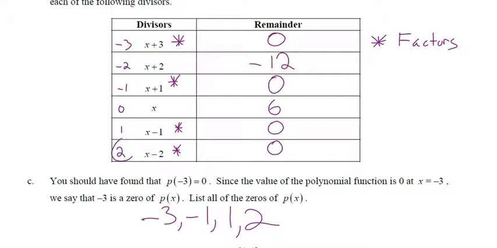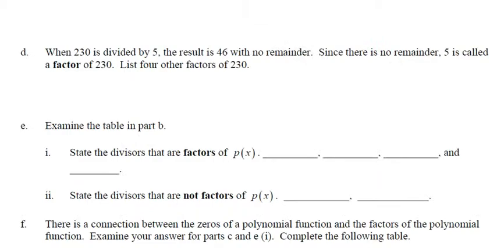So what do you know about these numbers? They're the roots or the zeros, right? Negative 3, negative 1, 1, 2. So if the divisor has a remainder of 0, then it goes into it, and that makes it a factor of it, right? Just like 3 goes into 27, but 4 doesn't go into 27. So 4 is not a factor of 27, but 3 is.